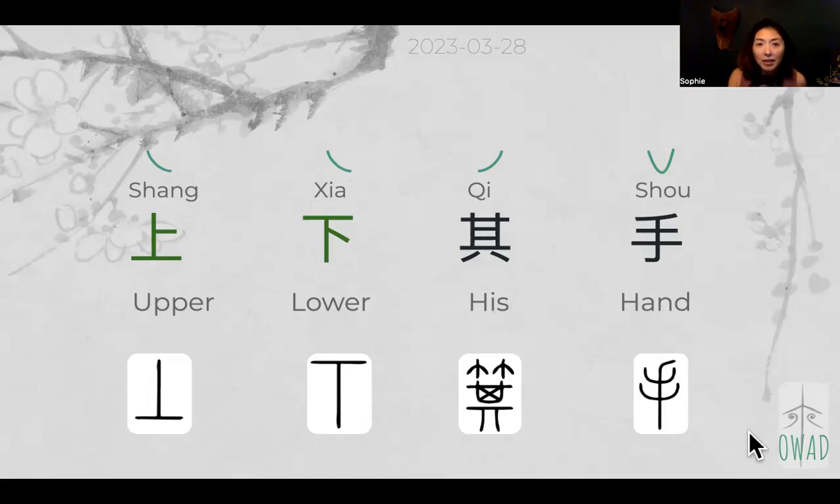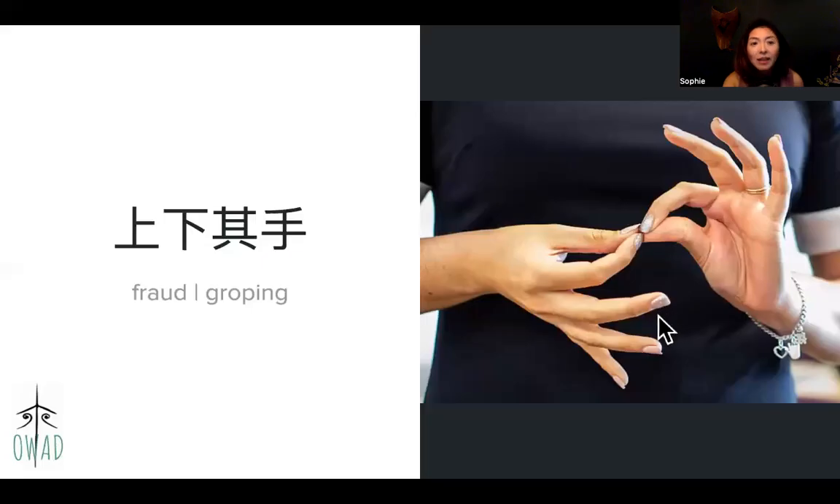So hand, there's nothing fancy about it, a five-finger hand. The only weird thing is, I don't know why the top finger, the middle finger, is bent over like that. I don't know why, but otherwise it looks like a hand, just like this, with the top finger bent like that. Okay, anyways, 上下其手. The historical context of that has two meanings, right?